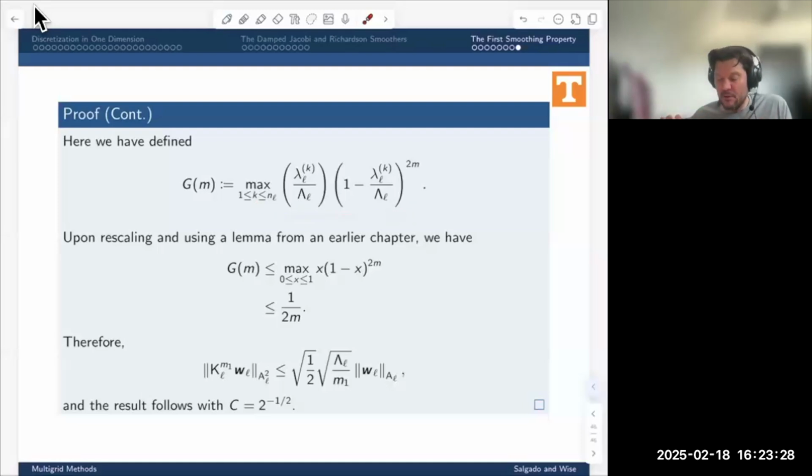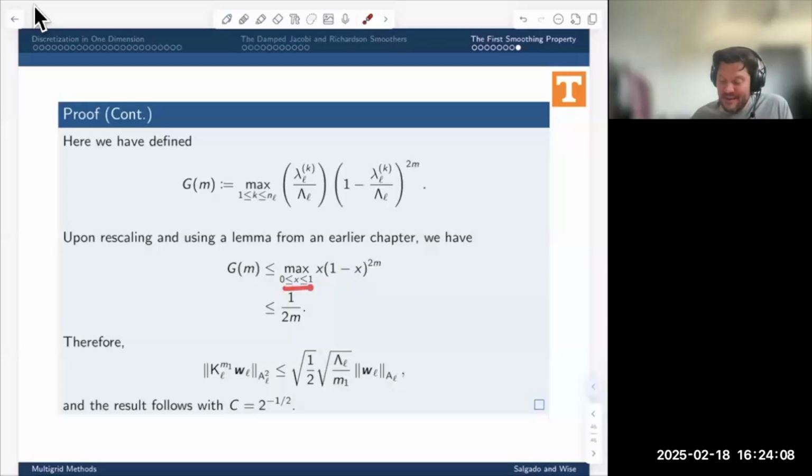Now, we had a lemma from an earlier chapter. In particular, it was chapter 4, which said that this G m, which is the max of this, is less than this function. Now, where does this come from? Well, this function here is exactly this function, but we're making the variable, instead of being discrete at these NL values, a continuous value. Well, if I have a maximum for these discrete values, I certainly also have a maximum taken over these continuous values of x going from 0 to 1.